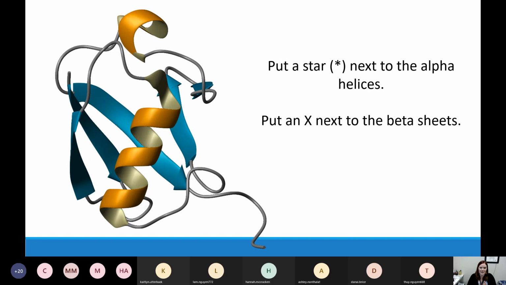I got one thumbs up. I got one friend tracking with me. Good. There we go. Okay. So we're talking about a protein. Oh, Seth is very enthusiastic. I got a great thumbs up from Seth. So that means we're good.